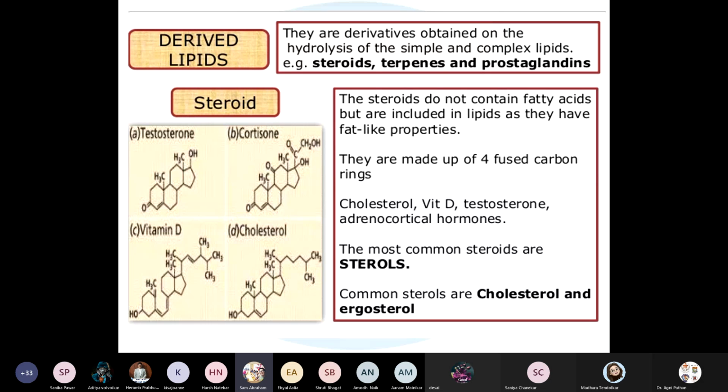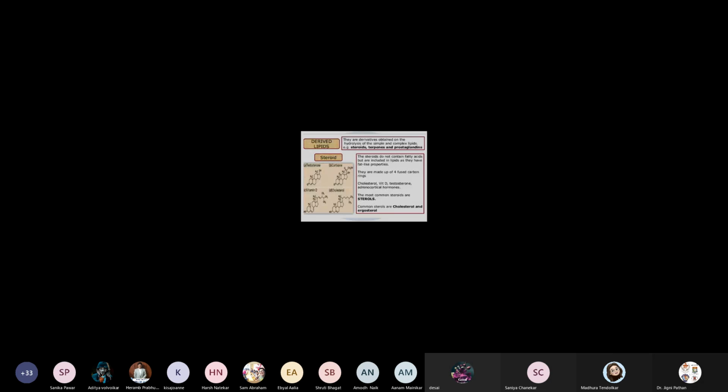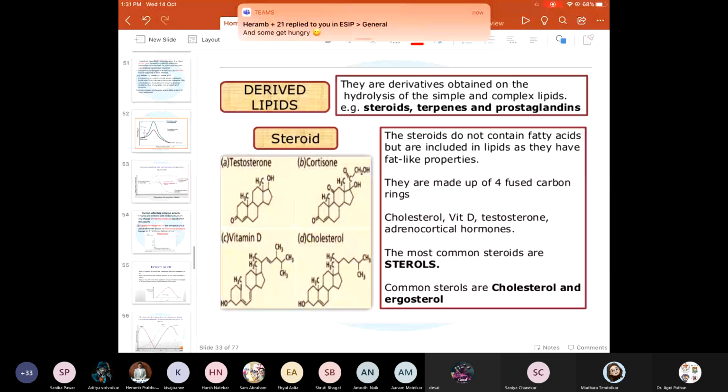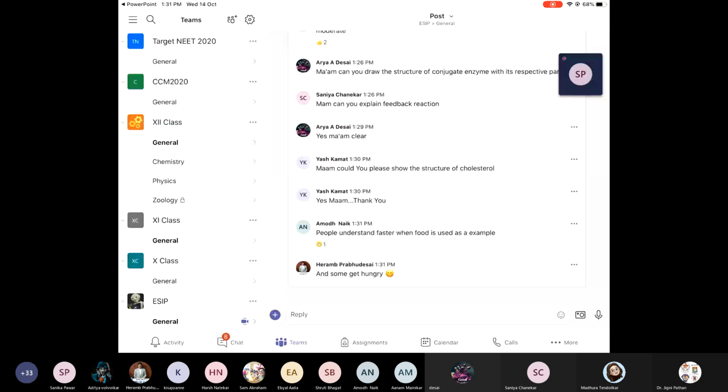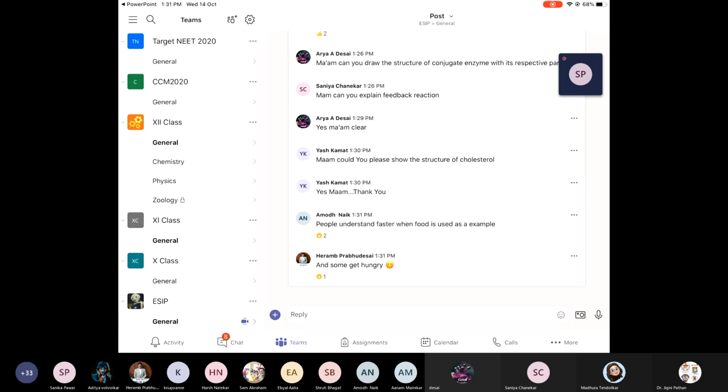Ma'am, we should write this. No, don't write this. What happened? People understand faster when food is used in example. Okay, fine. Is it true, Sania, what Amod is telling? Okay. So I hope no doubt.